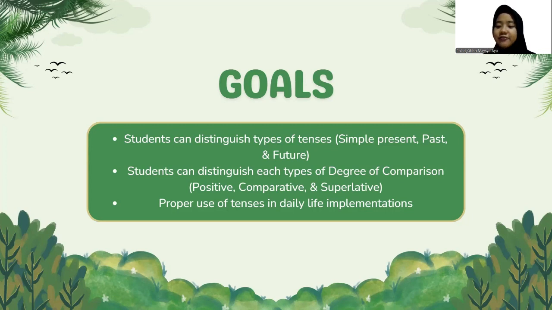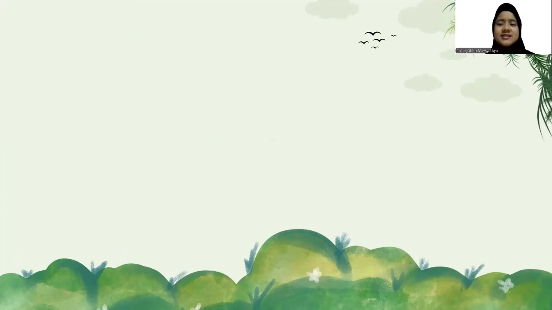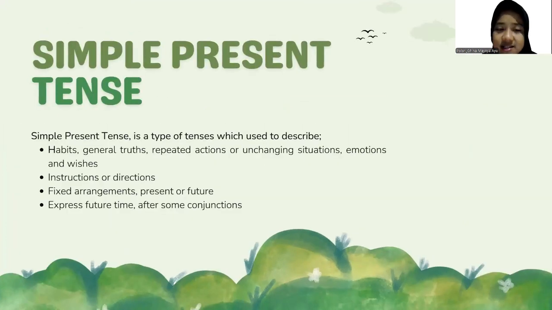So, without any further ado, this is time for us to start the first material for today, which is simple present tense. I believe all of you have heard about simple present tense very often. So what is simple present tense? Simple present tense is a type of tense used to describe, first, habits, general truths, repeated actions, and so on. Second, instructions or directions. Third, fixed arrangements, present or future. And the last one, to express future time after some conjunctions.